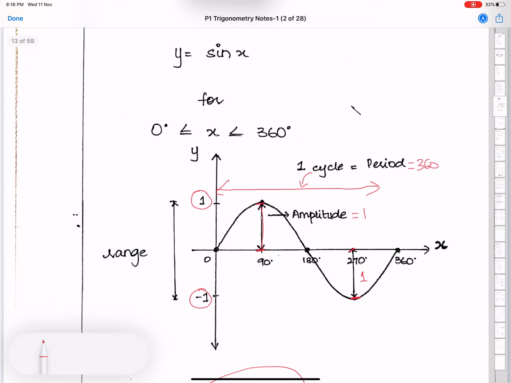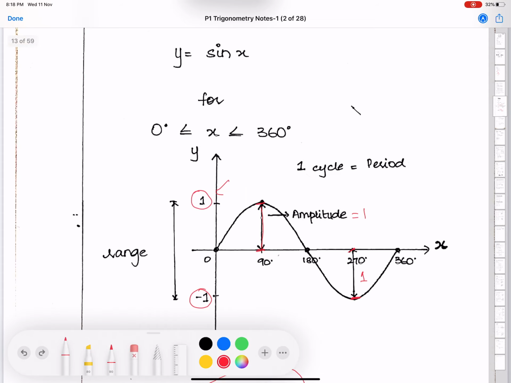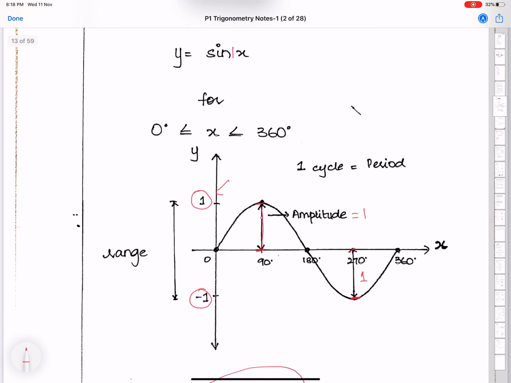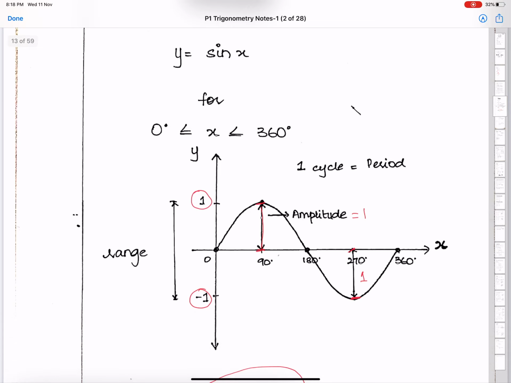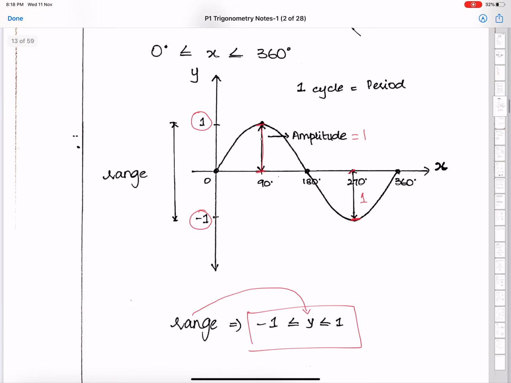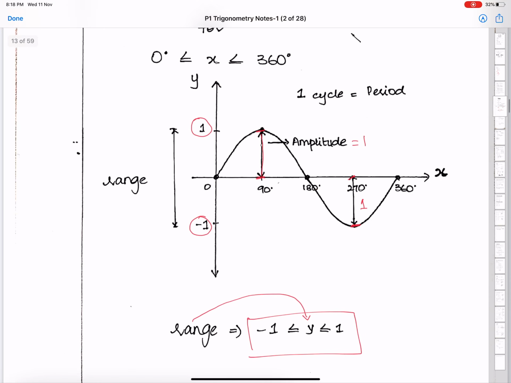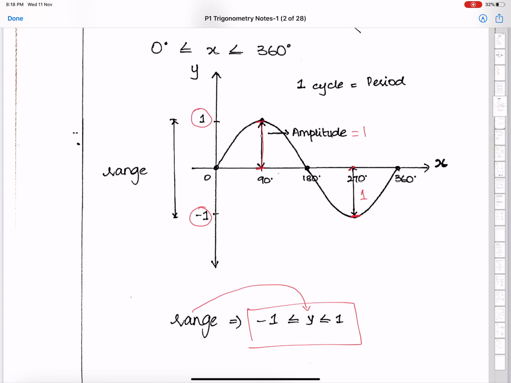The standard sine curve. The standard sine curve means sine 1x. Now, this is the range of the sine curve. Range means the values of y, the range of values of y. So y varies from -1 to 1. Therefore, the range of this sine curve is -1 to 1.